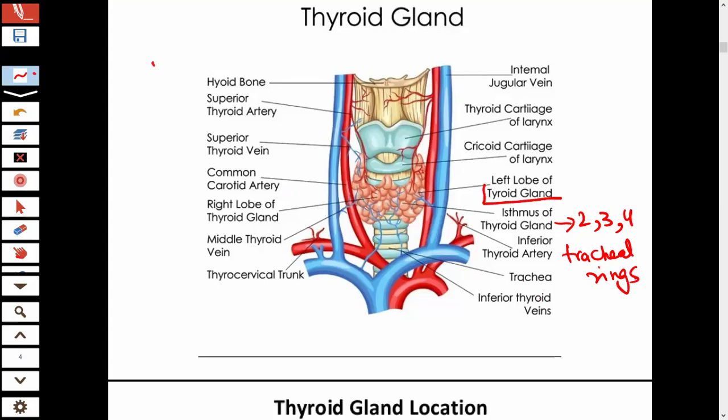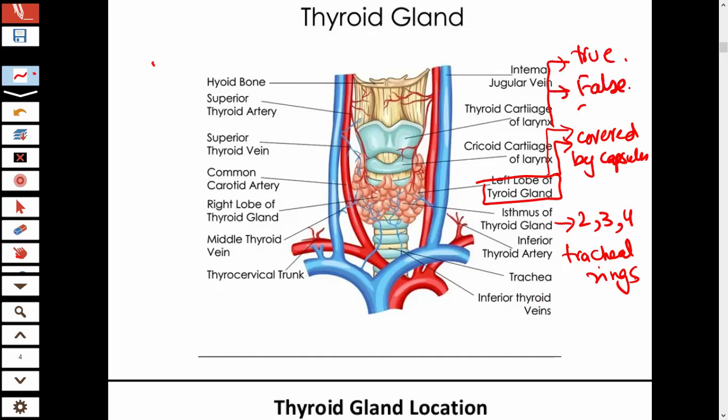Okay. Now see here, this thyroid gland which you have seen in the diagram, please remember, it is covered by two capsules. One is known as the true capsule. Second is known as the false capsule. So true capsule and false capsule.